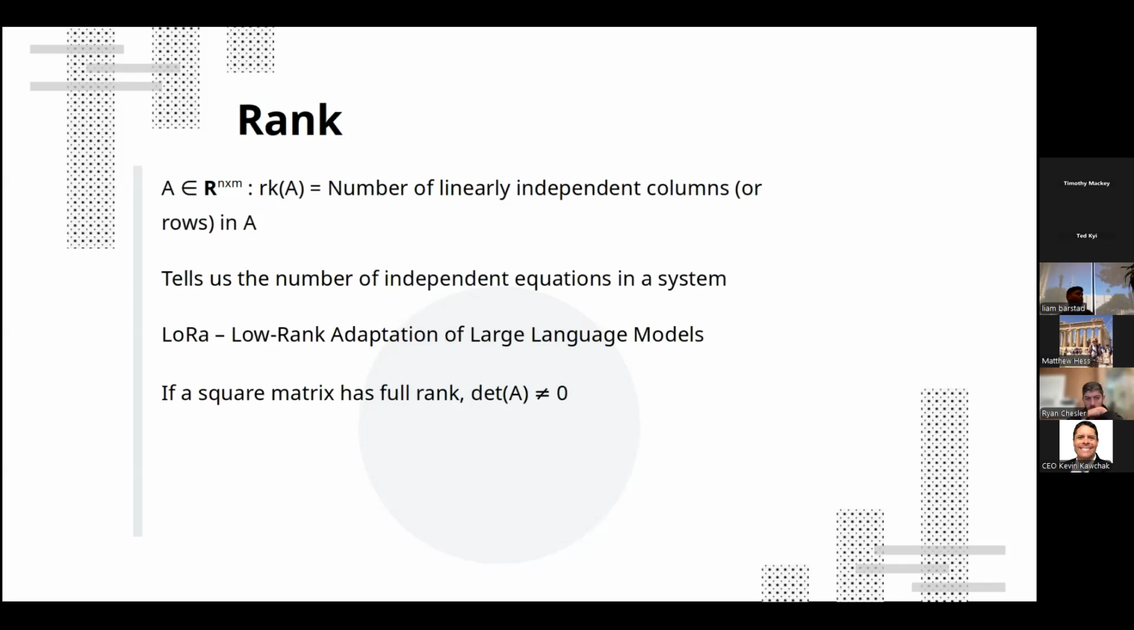They mention this in the book, but we'll get to determinants later. If a square matrix has full rank, the determinant is equal to 0.